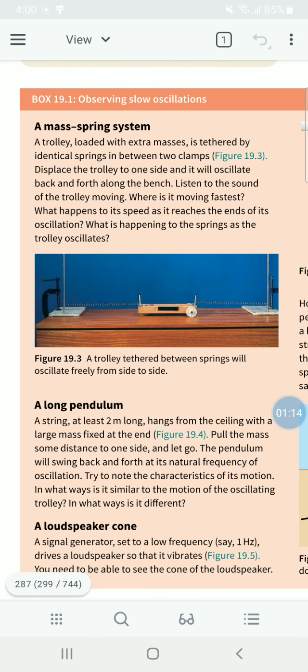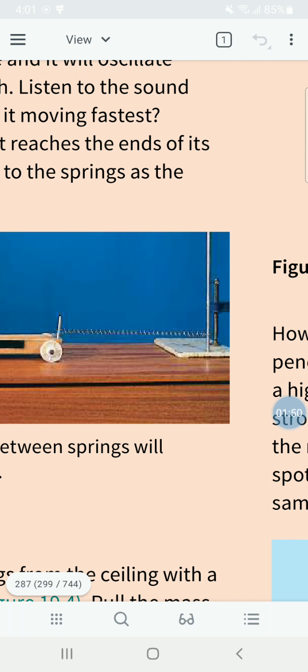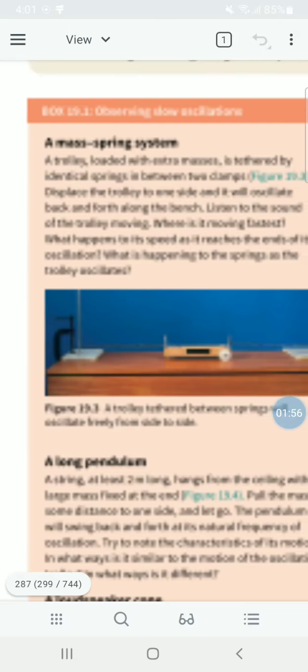The first thing is a mass spring system. Two springs are attached and held in place, tethered by springs in between two clamps. As shown in this diagram, there is a trolley, and it is tethered to a clamp here and another clamp here. On both sides it has been tethered.